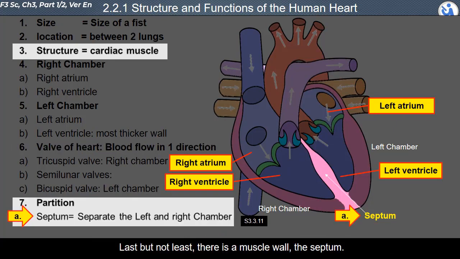Last but not least, there is a muscle wall, the septum. It is located in between the left and the right chambers. The septum functions to separate the left and right chambers. This ensures the deoxygenated blood at the right chamber doesn't mix with the oxygenated blood at the left chamber.